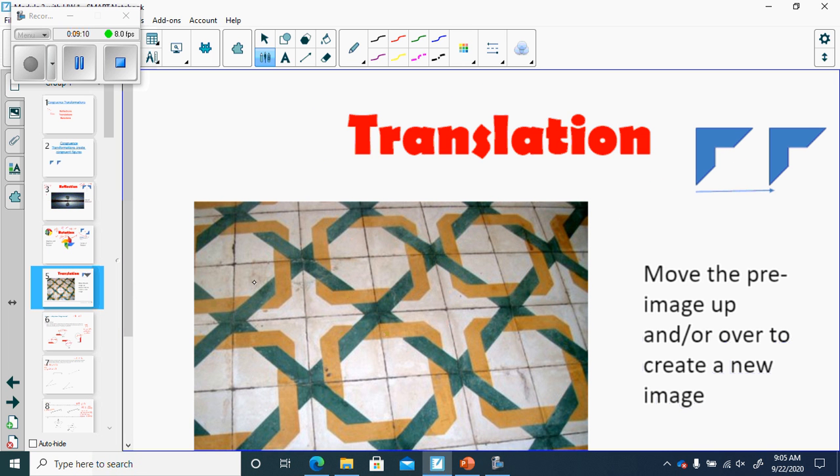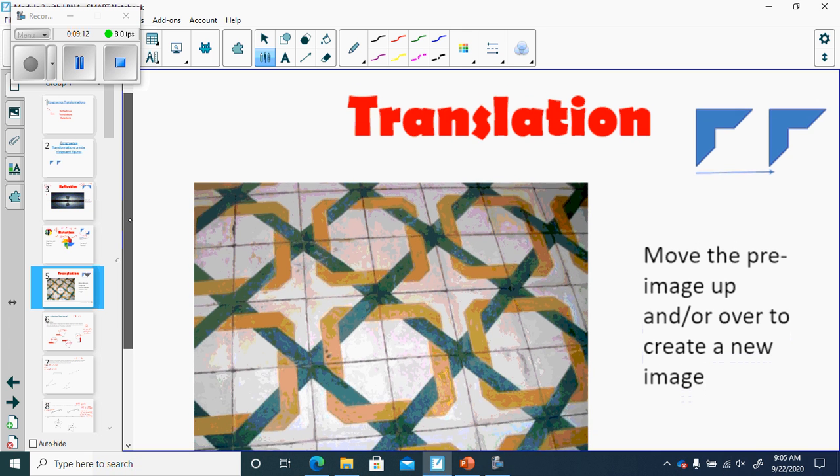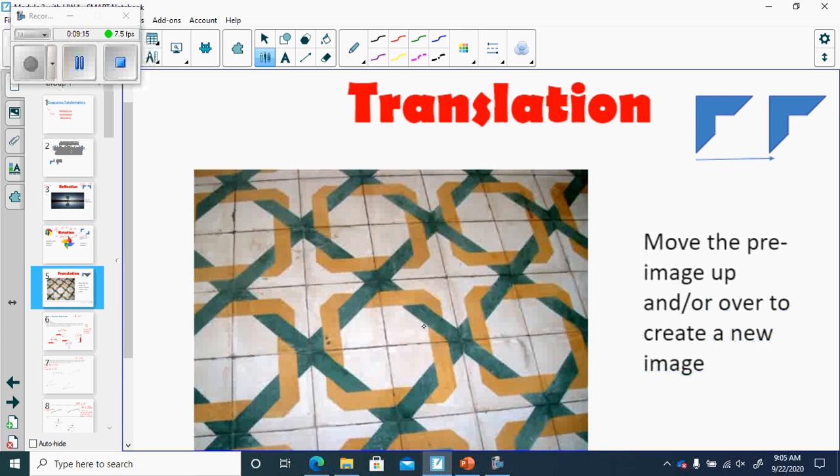Now let's talk about the third type of congruence transformation. It's called a translation. Let's say we start with this image right here, and we're going to move it. What if we move it one space over? If I go one space right, I'm going to create this image. That's called a translation. This image is congruent to this one. All I've done is move it over.